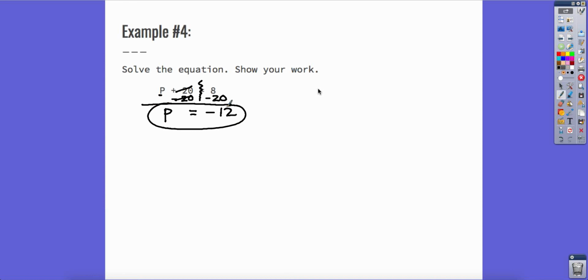So that's a little bit on solving equations, one-step equations, using subtraction.